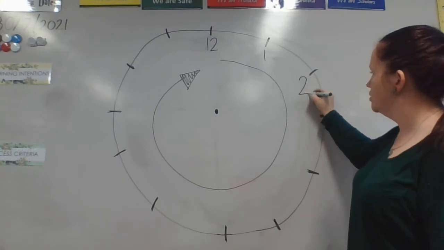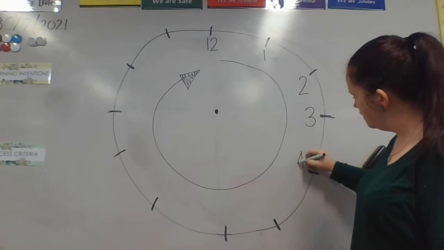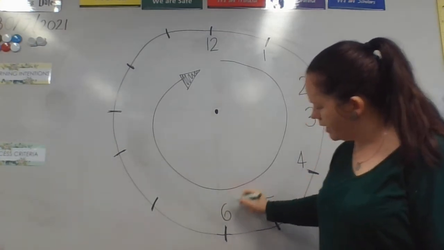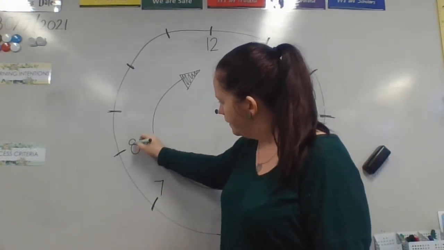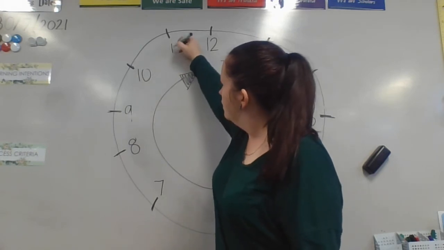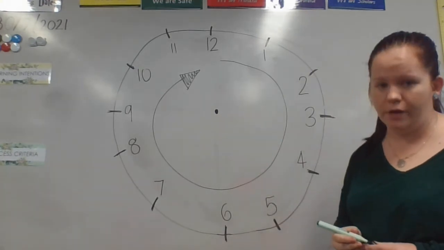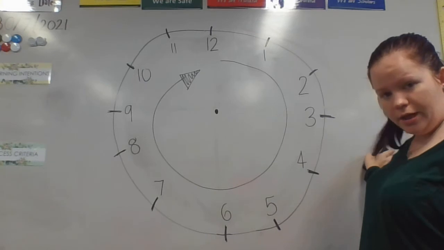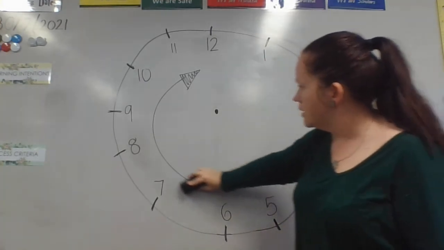Then we're going to do the number 2, 3, 4, 5, all the way along until you finish at the number 12. Remembering to follow our circle that I've drawn in the middle to help you remember the direction of your numbers. Once you have finished that, I'm just going to rub off my circle in the middle.